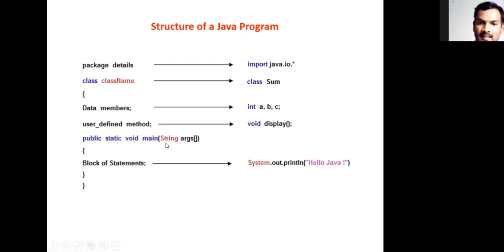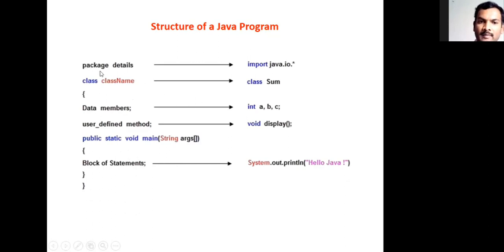And this main method is taking one string type array as a parameter. And within the main method, we can write some executable statements. This is the general structure of a Java program. Anyhow, we'll be discussing some practical Java programs. There, once again, I'll be showing you how to write a simple Java program. But all the Java programs have a similar structure.